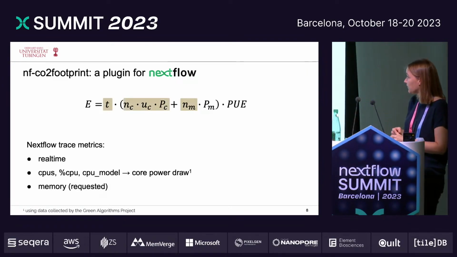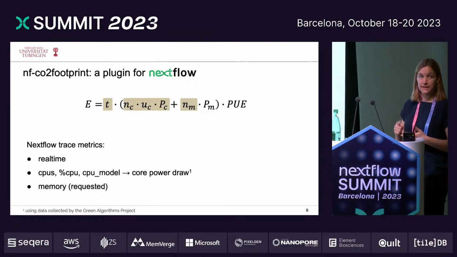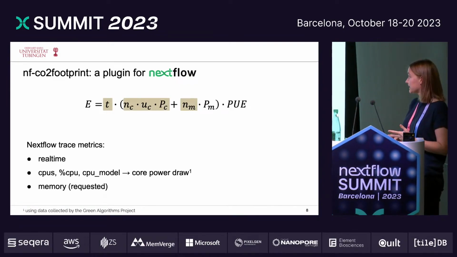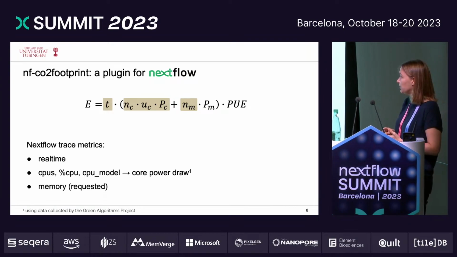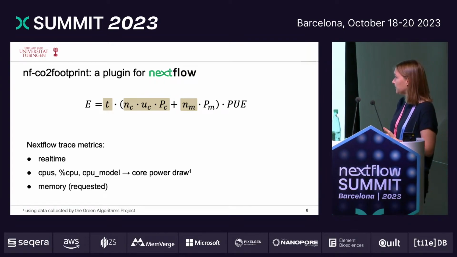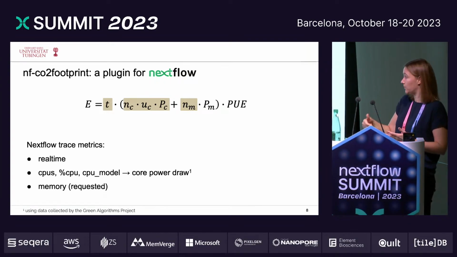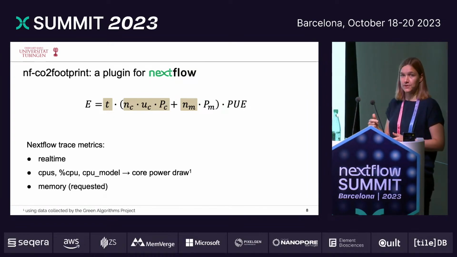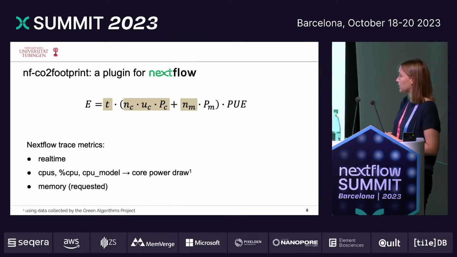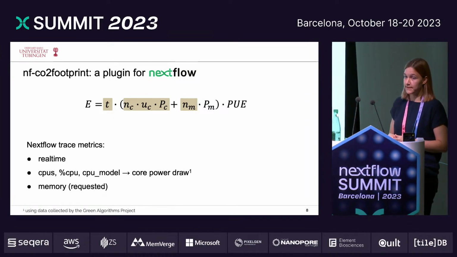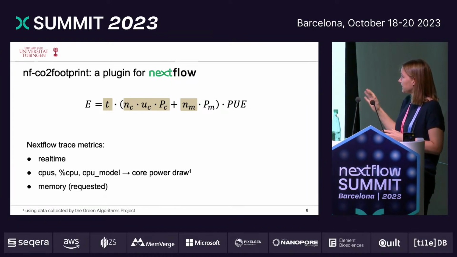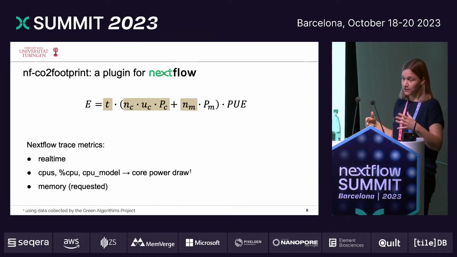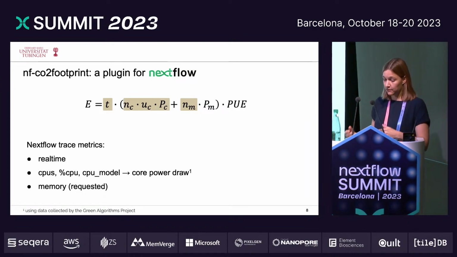So we use the real time, then the number of CPUs, the percentage of the CPUs which are used by the tasks. Then we added also a new entry to this trace called CPU model, which contains information about the actual model, which can be used to retrieve the model-specific power draw values. For this, we make use of data which was provided and collected already by the Green Algorithms project, and we also make use of the memory which was requested. So these are the trace metrics which are automatically obtained by the plugin during the run.